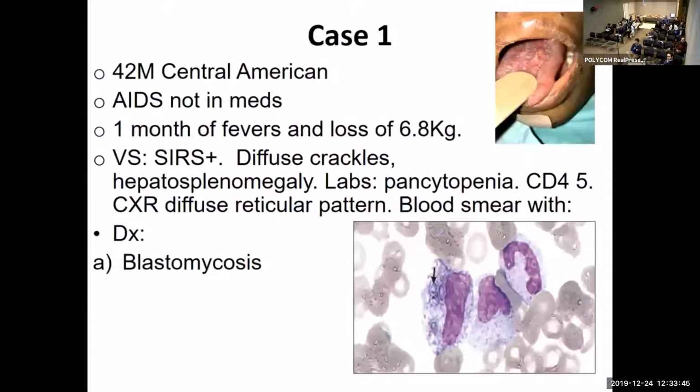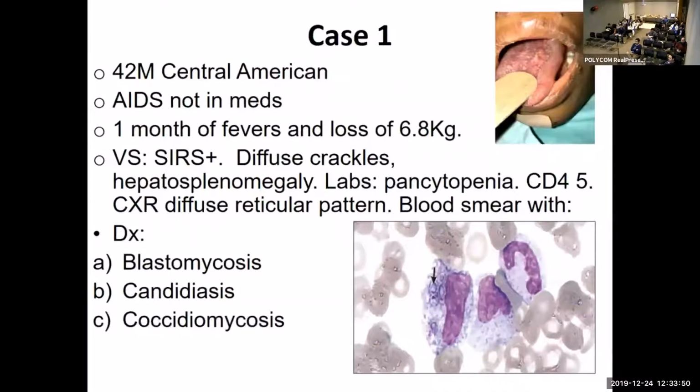So who says blasto? Pan blasto? Candida? Cocci? Histoplasmosis? Okay, good. So histoplasma is the correct answer. The clues here: there is no blasto in Central America. Usually Candida is free in the blood, it should not be inside of any cells. Cocci is just restricted to the Western US, so this is not cocci. So histoplasma.